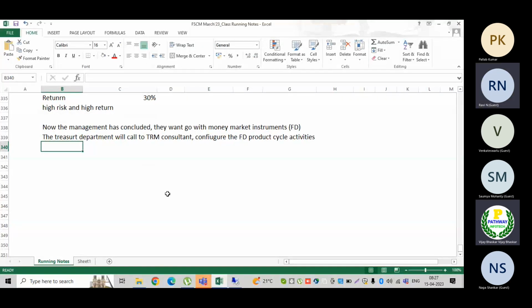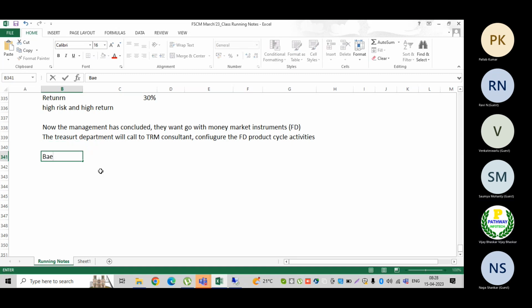Now the treasury department will call the TRM consultant to do the configuration for the fixed term deposit cycle. They want to create a new product type. What are the flow types, the transaction types, the derived flows, the accrual and deferral, the position management procedures, and account determination? All these need to be in place, then only we can run the cycle. Otherwise we cannot. We will see that now.